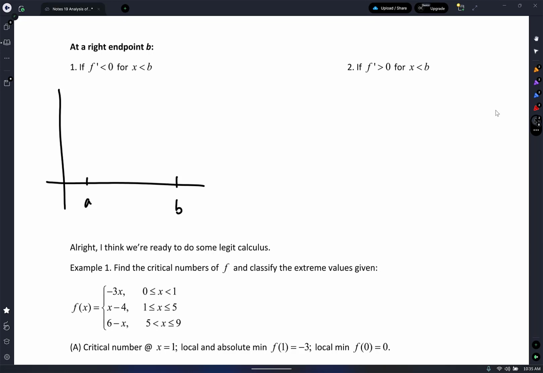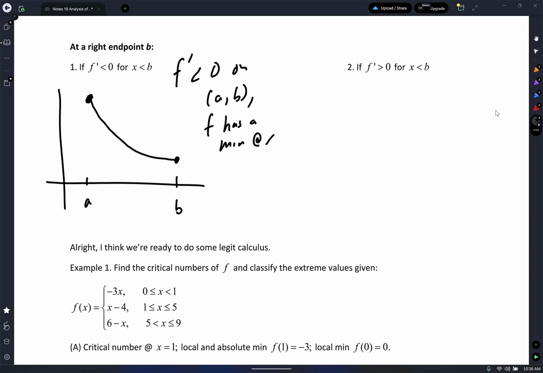All right, it says f prime is negative. So if f prime is negative, that means f is decreasing. Here's a graph decreasing. It doesn't matter the concavity for now. You can decrease concave up or concave down. So I'm going to write f prime is negative on AB. And then notice that f has a min at x equals b.